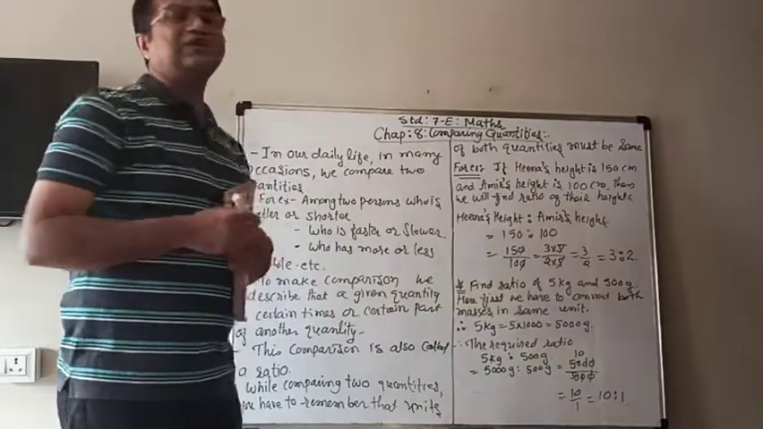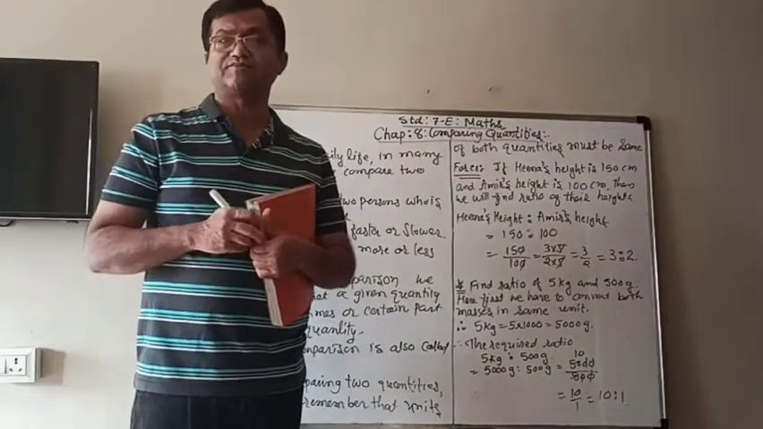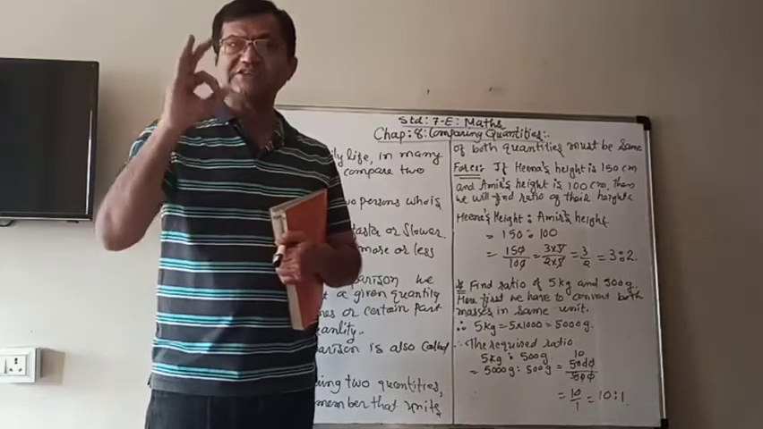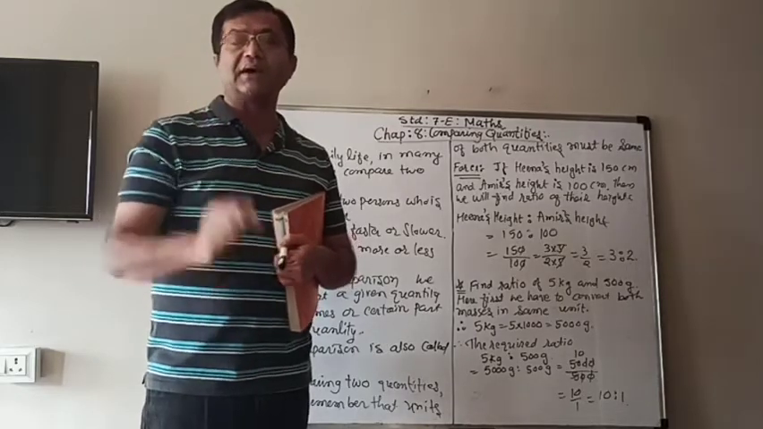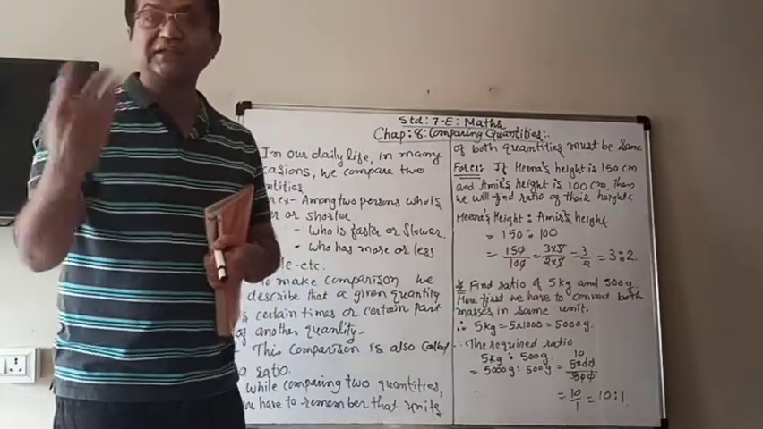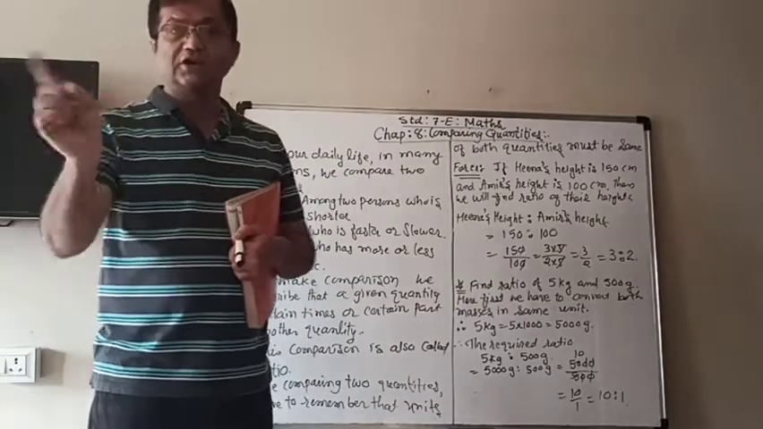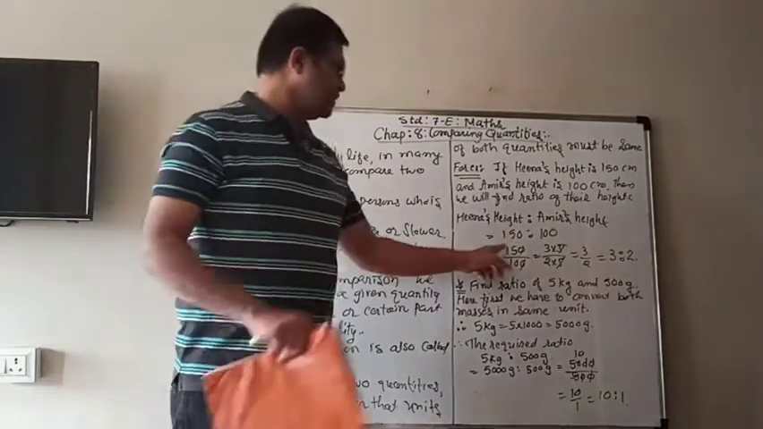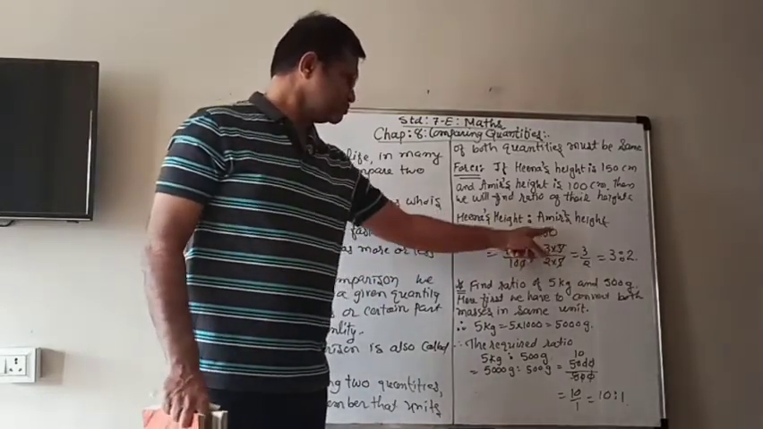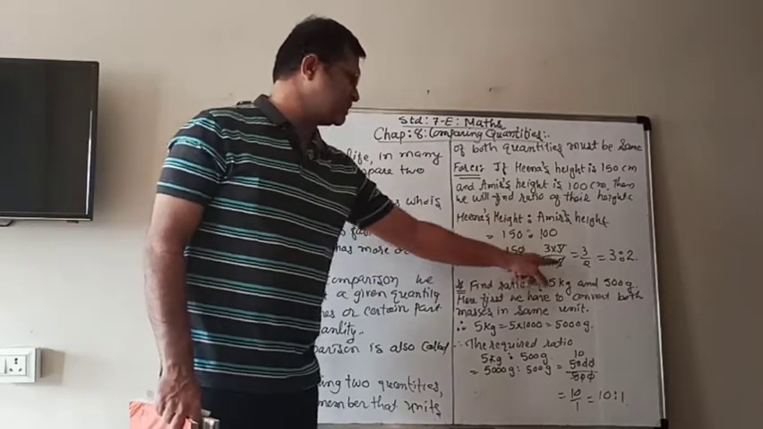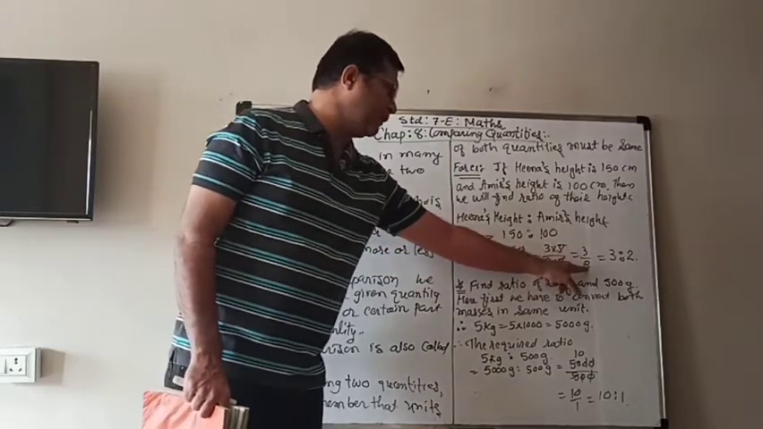Now we don't need to write down the units, because when we find a ratio, it is just a number. When you find the ratio, at the end you don't write any units. So here 150 is to 100. You can write it as 150 upon 100. Then by simplifying, we get 3 upon 2.